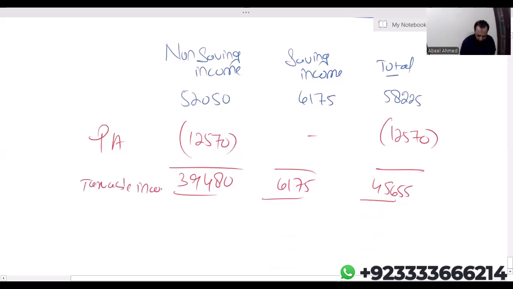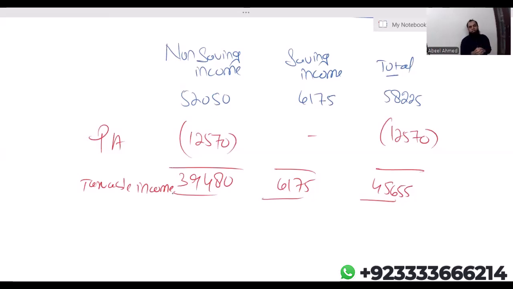Now, students, please listen carefully. Not all or not the majority, but a few students can get confused. They think we are taking personal allowance twice. We are not taking personal allowance twice. First, vertically, we have shown all the incomes, total, personal allowance, taxable income. Now, horizontally, what are we doing? We are taking the same thing. Now we are applying tax rates.